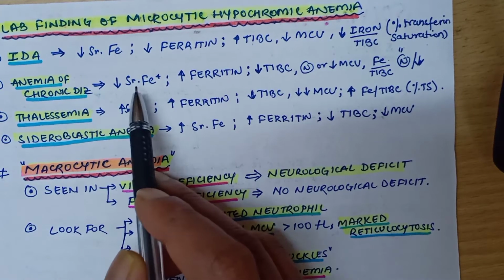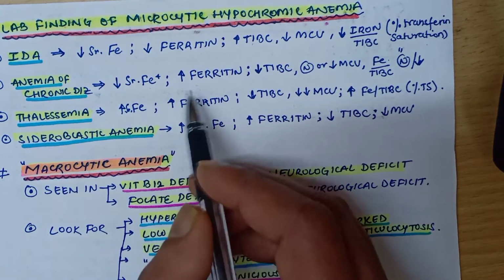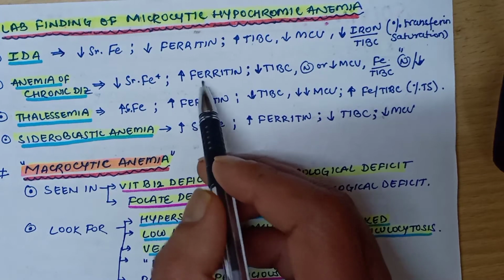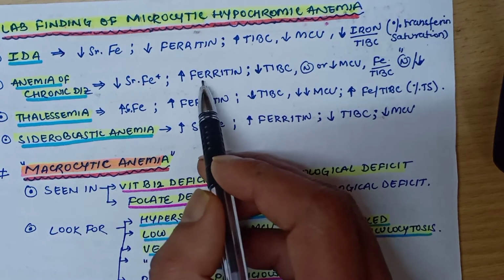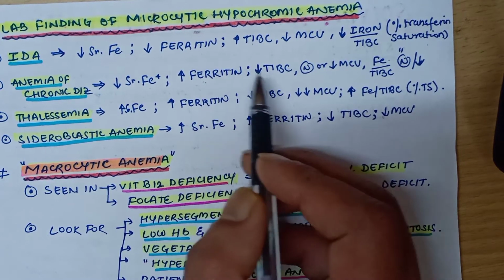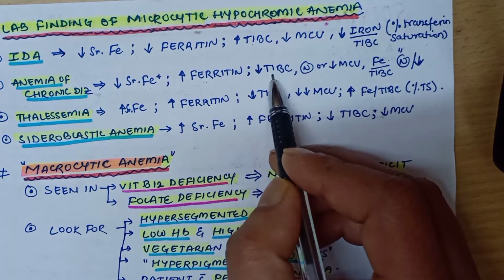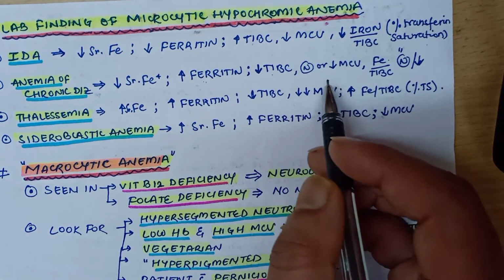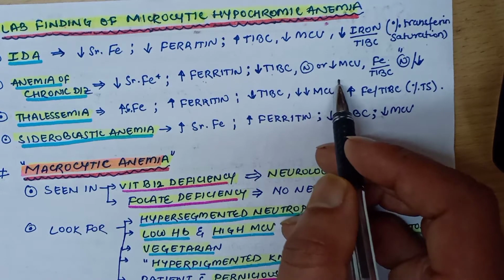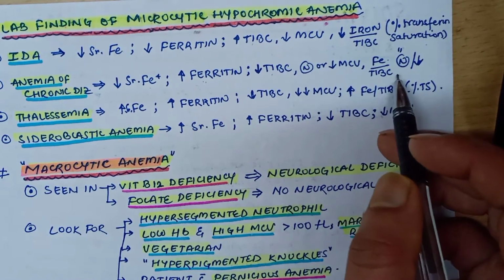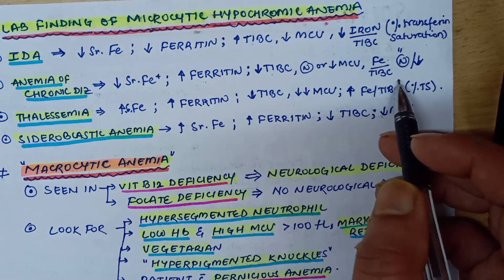there will be decrease in serum iron, whereas there is increase in ferritin level. Whenever there is increase in ferritin level, there is decrease in total iron binding capacity, and the mean cell volume may be normal or may be decreased, and the percentage transferrin saturation will be normal or decreased.